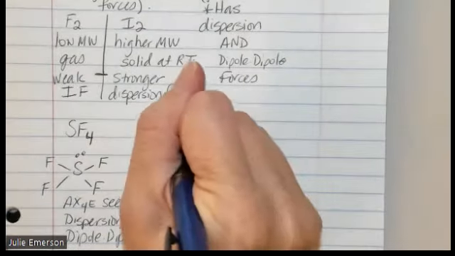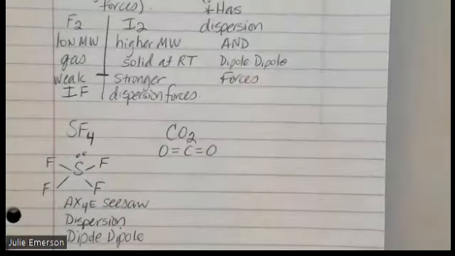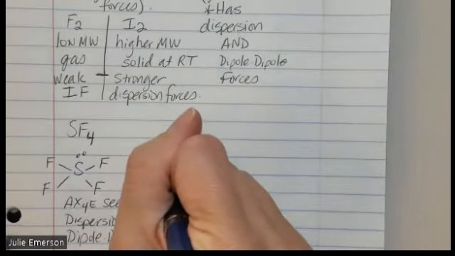Next compound is carbon dioxide. And if we remember this one, we've got a carbon center, two oxygens attached with a double bond. So this is AX2, linear.